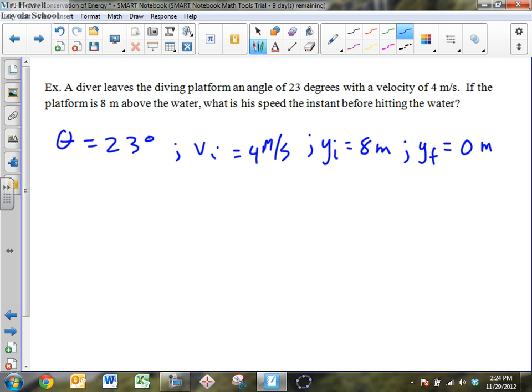Now, we're going to see here, we want to figure out the speed the instant before hitting the water. So we call that VF. So let's write VF equals question mark now.